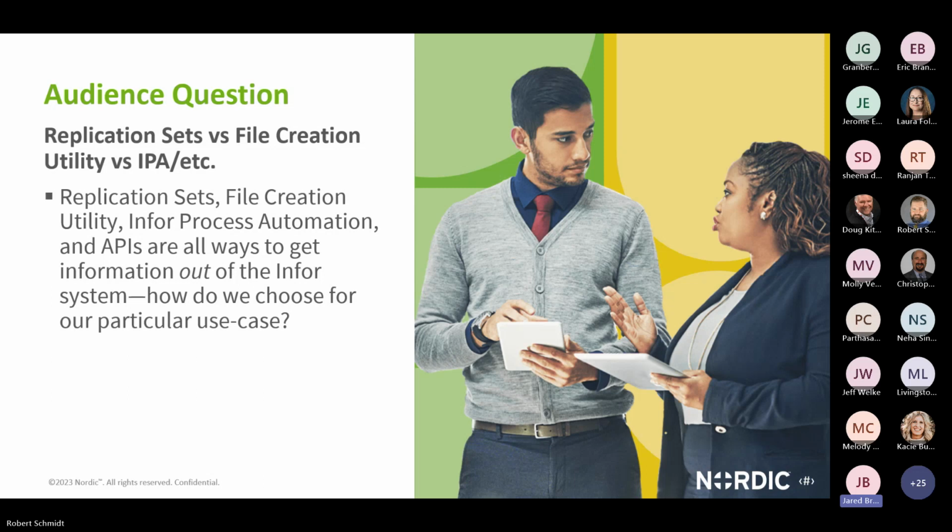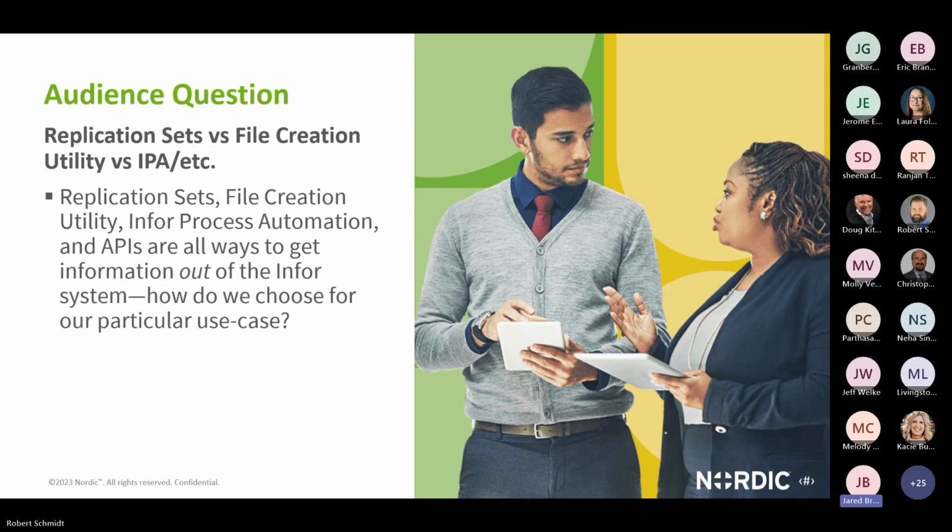And the first one we've got is, and we hear this all the time, and I think this can be a little bit confusing with all of the different extraction tools that are now available in Infor. The question usually goes something like this: when do I use replication sets versus file creation utility versus something in IPA or something in ION or maybe even an API? Those are all good ways to get data out of the modern Infor system, but they're all purpose-built for different use cases.